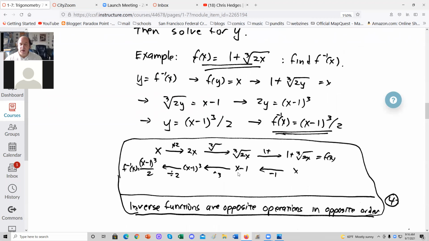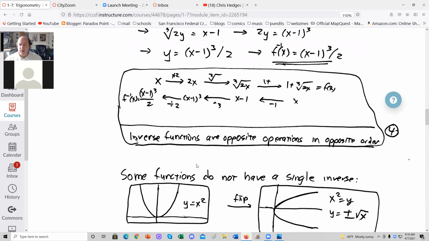Now note a curious thing here. If you look at the original function, what it does is first it doubles a number, takes a cube root, and adds 1. That's f of x. Whereas the inverse function starts with x, subtracts 1, takes a cube, and then halves. You'll notice times 2 and divided by 2, cube root and cube, plus 1 and minus 1, and so on. The inverse function is the operations that created the function in the opposite order. So inverse functions are opposite operations in opposite order, because you're undoing something. So you have to undo in the opposite order you did something.